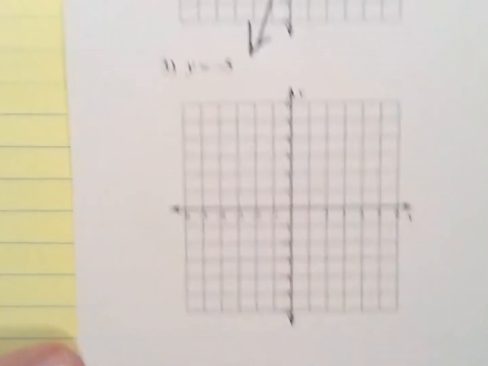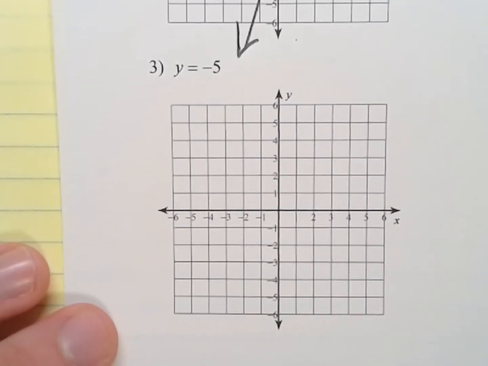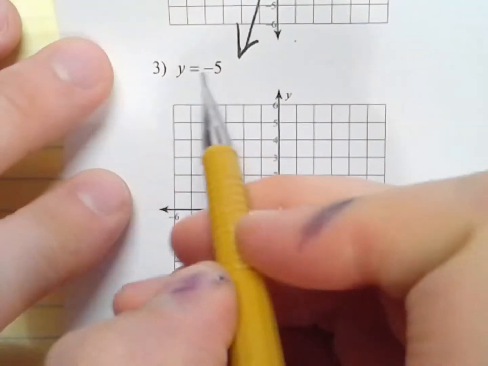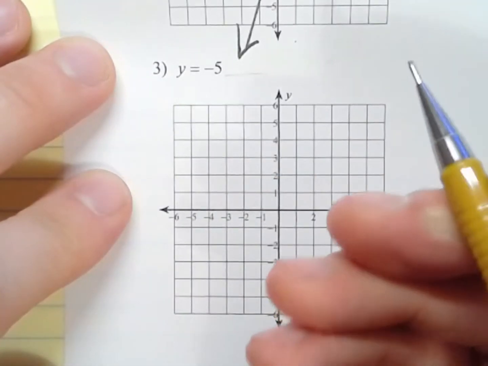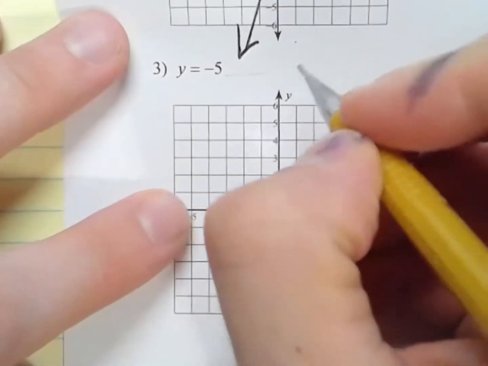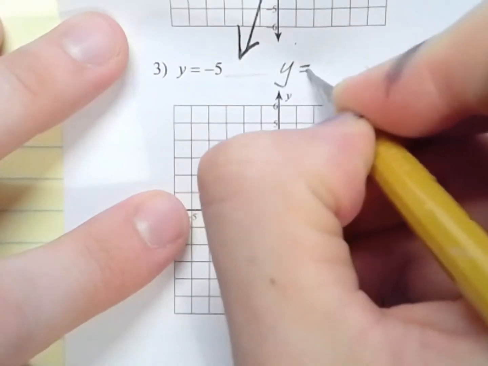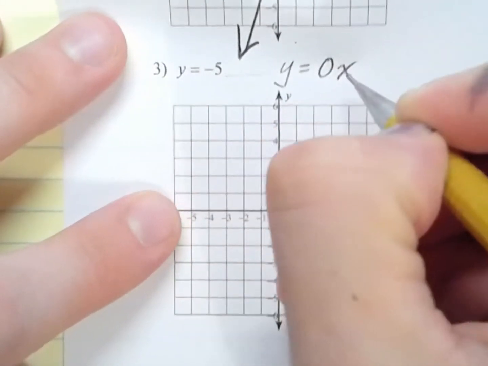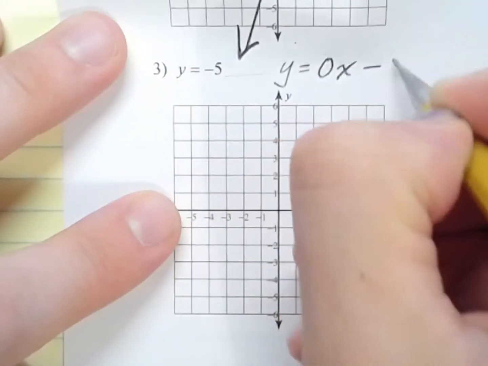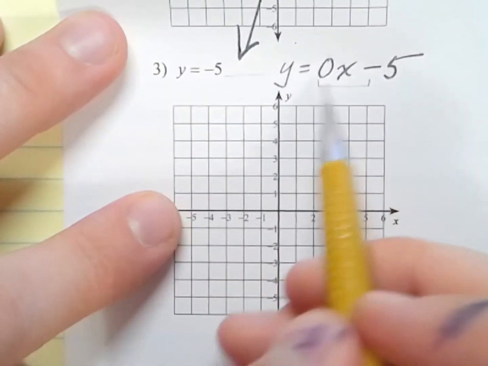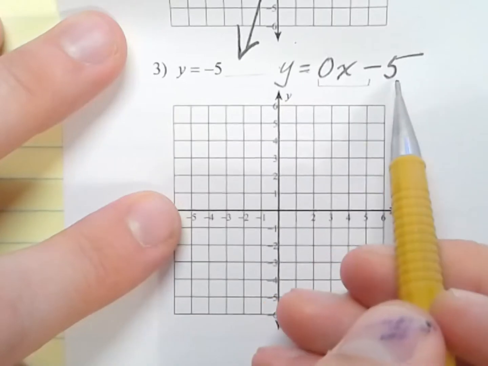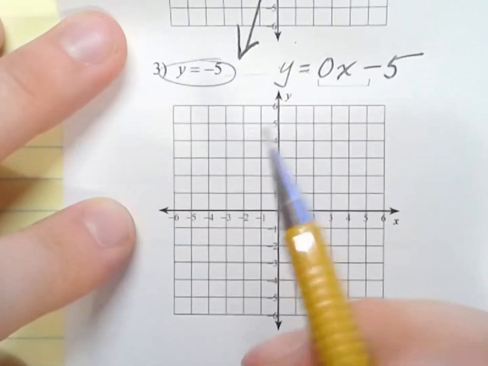You can also have something that looks kind of weird like this, y equals -5. But what I want you to think about, what's the coefficient on x here? Well, there is no x, so the coefficient is 0. So really, this is the same thing as saying y equals 0x minus 5, right? Because 0x would just be 0, and so we just literally have y equals -5 then, which is exactly what we have here.